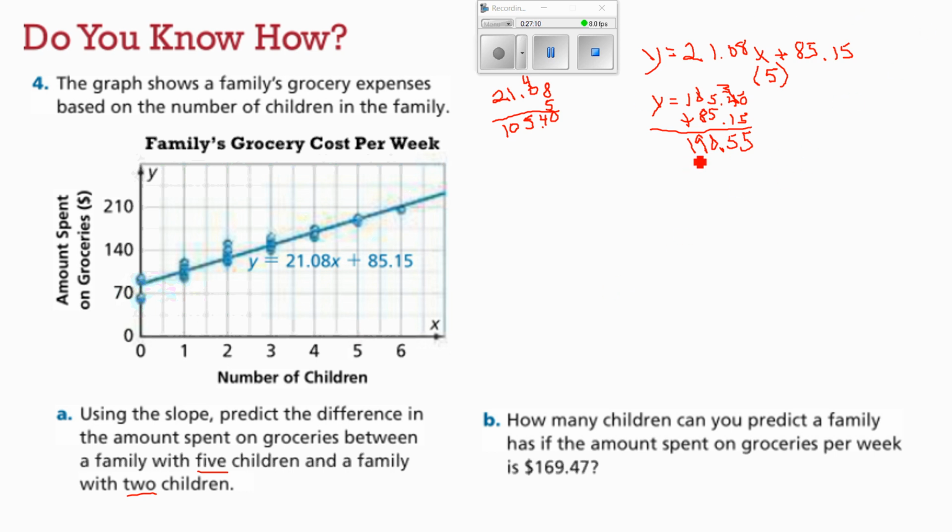But we're concerned with the amount. So now we have to figure out how much is a family of 2. I'm going to use the same equation, but this time I'm going to put y equals 21.08 times 2 instead of 5. It's just 2 children in the family.